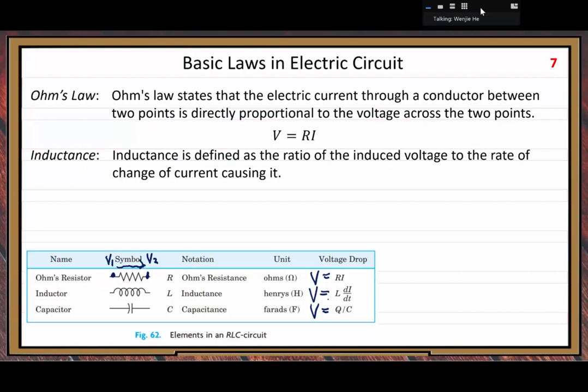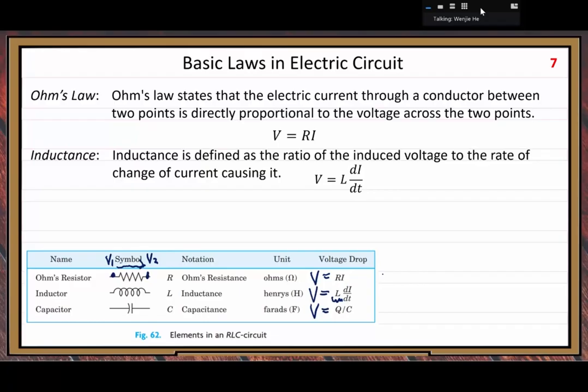So we have equalities. The first one there. Now we understand the second one. You can see it is defined: actually, we define the inductance. This L is the inductance. We define this L as the ratio. L equals V over this derivative, the rate of change of the current causing it.